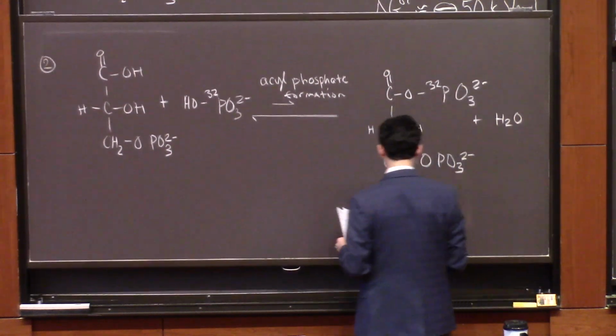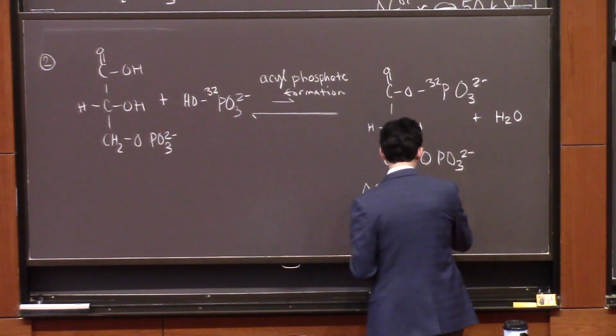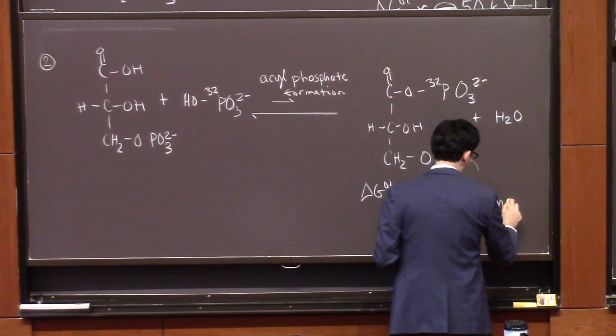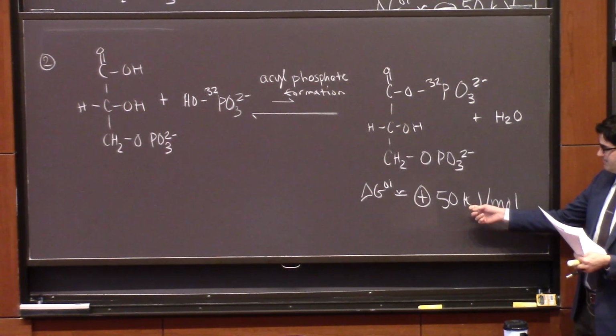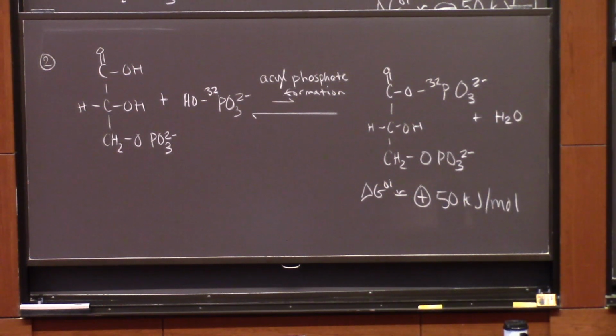And this delta G naught prime, coincidentally, is about positive 50 kilojoules per mole. Okay, so these two reactions: the first reaction is exergonic to about the same extent that the second reaction is endergonic. So this is very unfavorable, very endergonic. It really wants to go backwards, whereas the first reaction really wants to go forward.